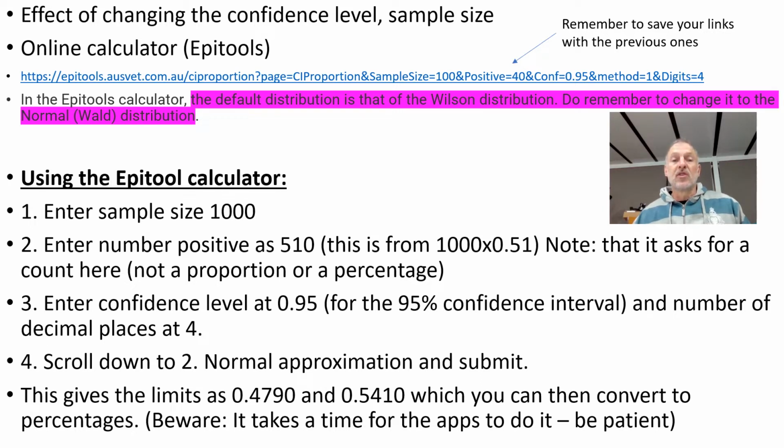So this gives the limits of 0.4790 and 0.5410, which you can then convert to percentages. Beware, it takes a time for the apps to do it. So just be patient.